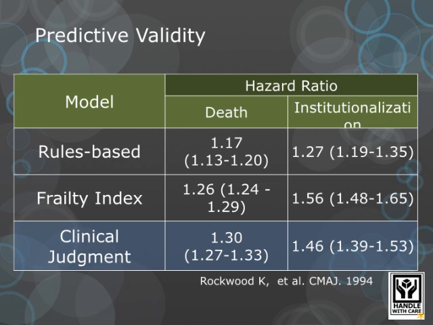So looking at the predictive validity of these different models of looking at frailty, we talked about the rules-based one, the Fried phenotype of frailty, then the Frailty Index, that 70-item one, and then clinical judgment. If you look at the hazard ratio, clinical judgment was pretty much as good as the Frailty Index, which was seen to be maybe slightly better, but not very practical.